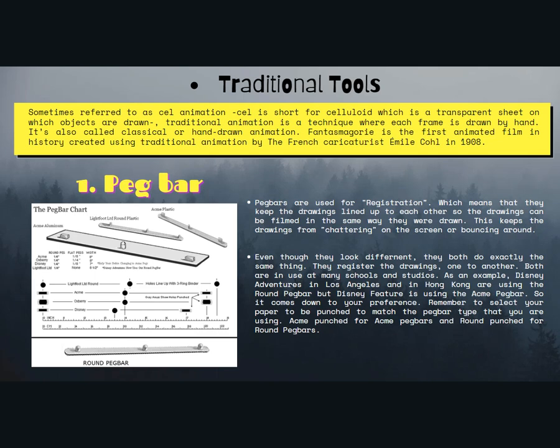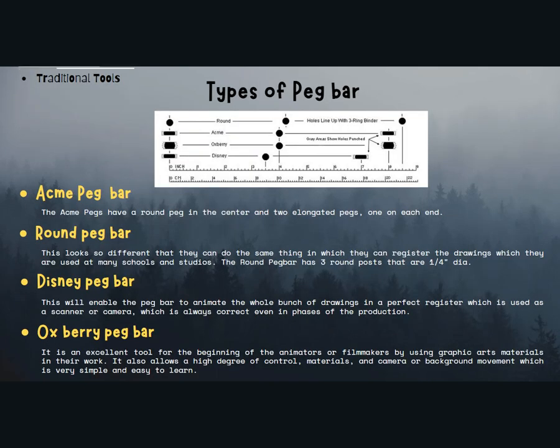So that's it for the peg bar. There are different types of peg bar. The Disney type was used at the time of Disney, although the studio has since converted to Acme. This bar has one central round peg and two different pegs on the other side, so the round peg is in the center of two or more pegs from one end to another. Here are the illustrations of the round peg bar, the Acme peg bar, the Oxberry, and the Disney peg bar.